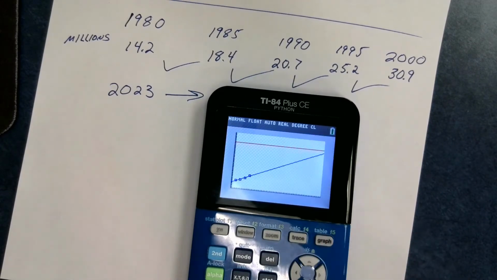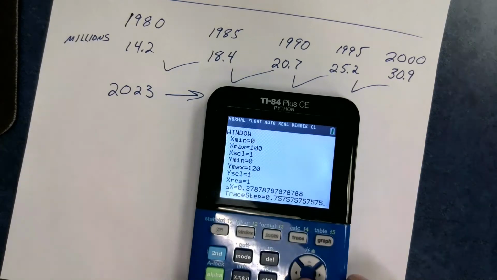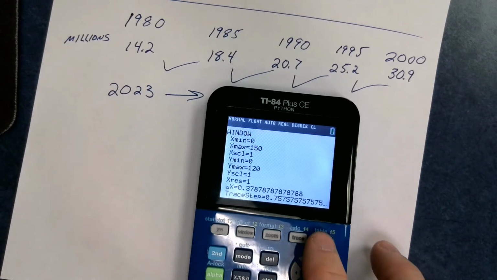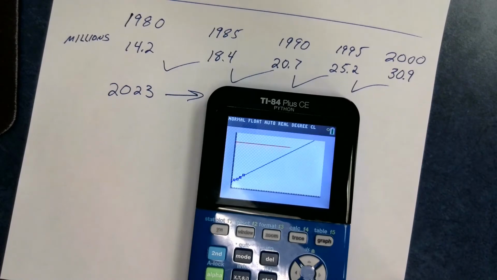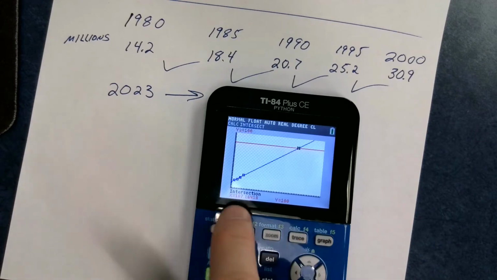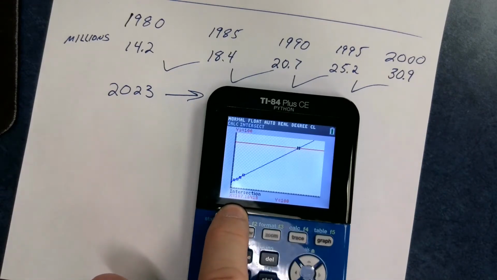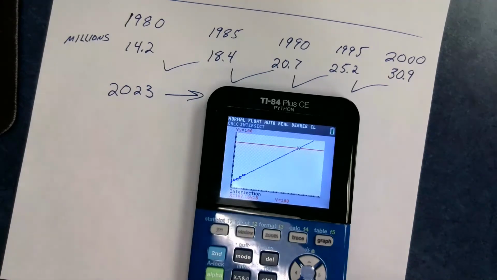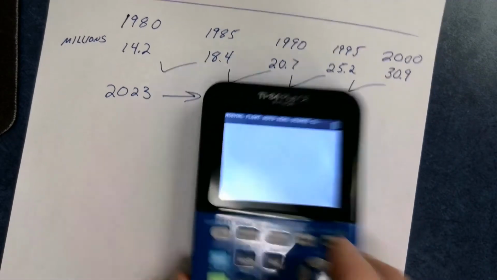And look at that. Oh, crud, window. And let's go out to 150. Definitely going to get there now. Second trace, number 5, enter, enter, enter. And you'll see that it would need to be 107 years after 1980. And you can easily do that. That would be 2087. Okay, so that's one of the runs on the calculator. Hopefully that was great for you guys.